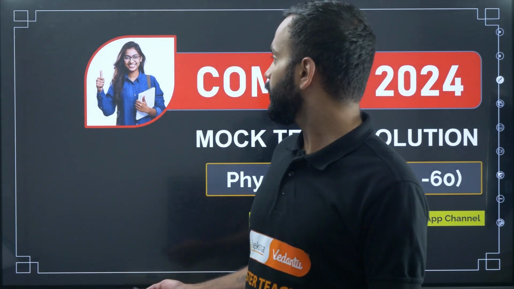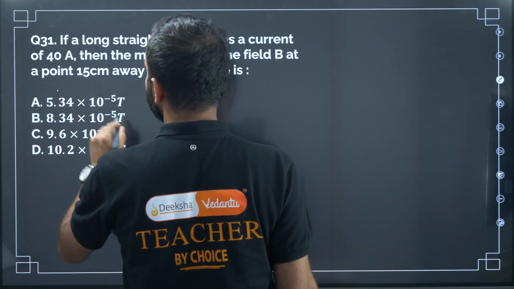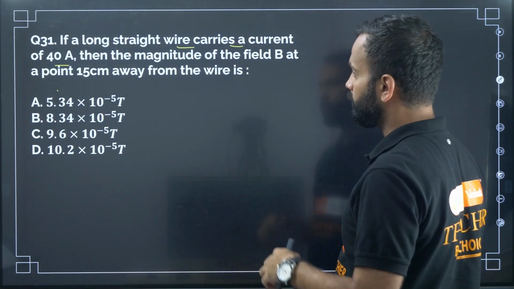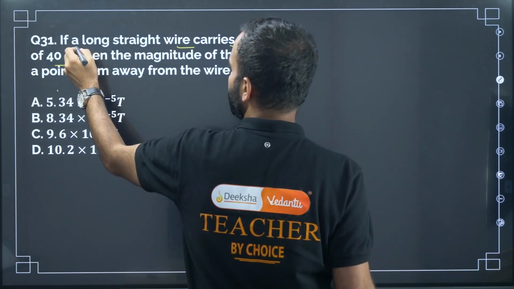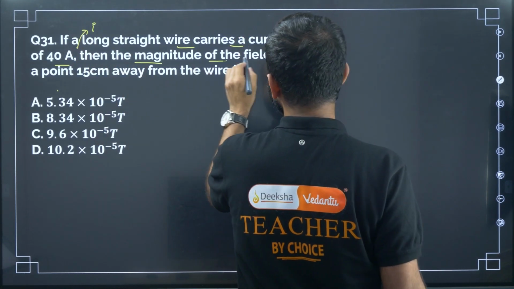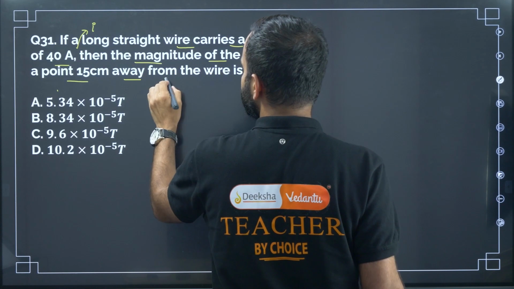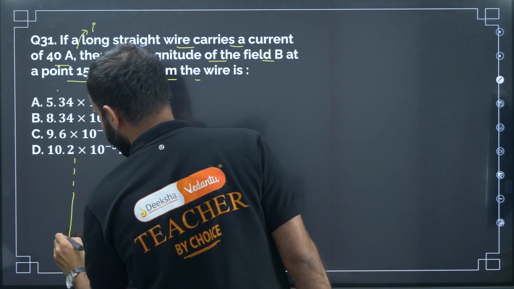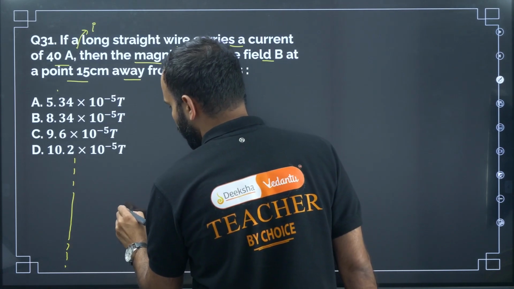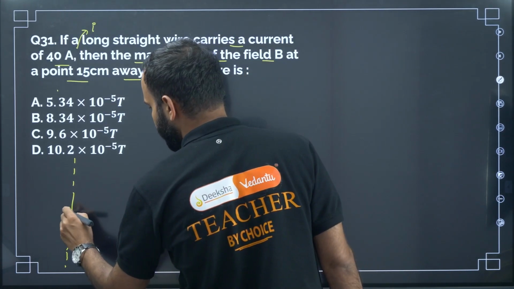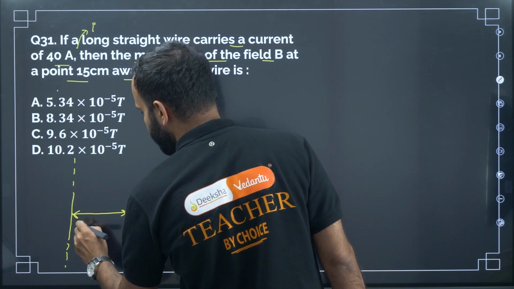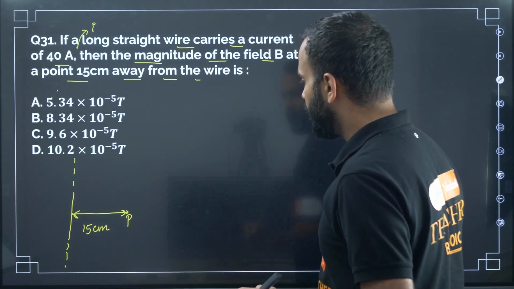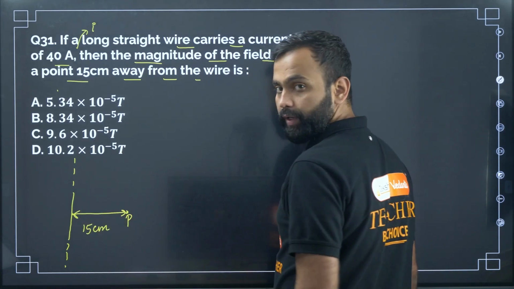Okay, let us start. Question number 31. If a long straight wire carries a current of 40 ampere, I equal to 40 ampere, then the magnitude of the field B at a point 15 centimeter away from the wire is. Okay, so this is the long wire. This is the point P where we need to find the magnetic field. The distance between the point and the wire is 15 centimeter. So what is the magnetic field due to the long wire at point P?